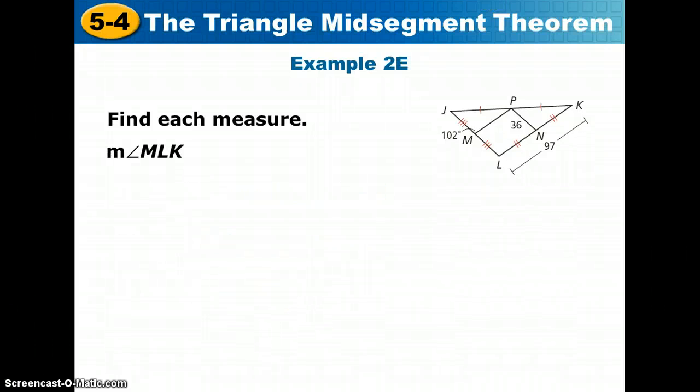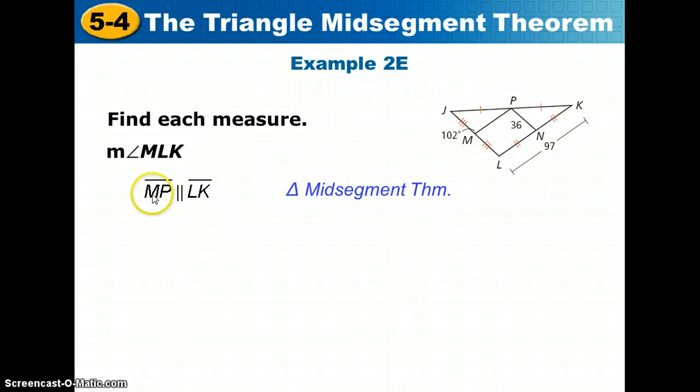All right, let's go ahead and try and find the measure of angle MLK. MLK is formed by sides KL and ML. KL is a side of the triangle, and it is parallel to midsegment PM by the triangle midsegment theorem. So MP and LK are parallel by the triangle midsegment theorem. That means the angle formed here and here at L, those two angles have to be congruent because KL and PM are cut by transversal JL, and those are corresponding angles.